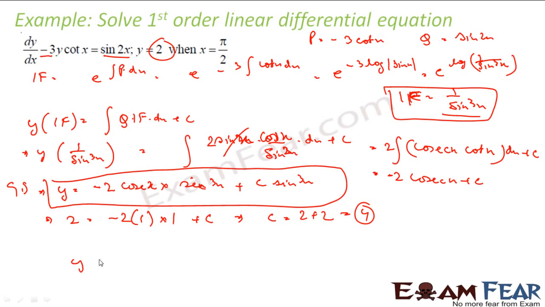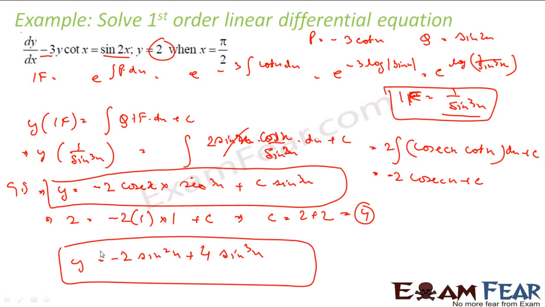So in this I put c equal to 4 to get the final solution. So I get y is equal to minus 2 cosec x into sine cube x, that is sine square x, plus 4 sine cube x, and that is my answer. Correct? So nothing great. I found that this is a first order linear differential equation. I found IF. I found the equation y into IF is equal to the integration of q into IF dx plus c. I found the integration of this, and then I got this general solution. I had the information that y is equal to 2 when x equals pi by 2. I put this to get the value of c, and thus I got a particular solution.